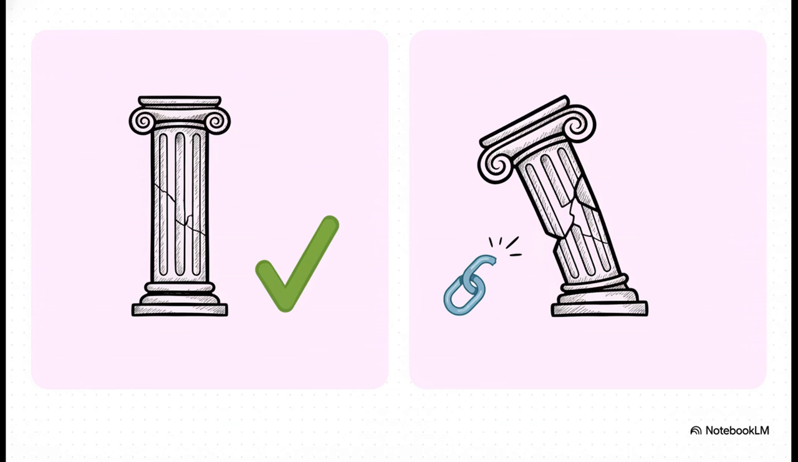But then you have a dependent clause. It's an incomplete thought, like, because she was tired. See how that leaves you hanging? It has a subject and a verb, but it can't stand alone. It depends on an independent clause to make any sense at all.